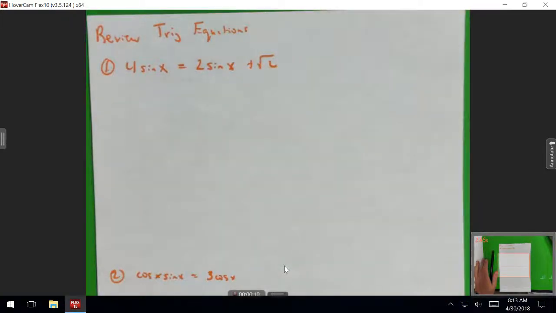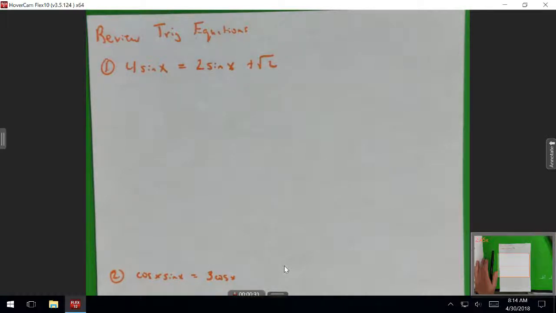Alright, look at this number 1 here. We've got 4 sine x equals 2 sine x plus square root of 2. And these 3 I chose today are the 3 that are very similar to what's on your exam. So on number 1 right here, our goal is to get 1 what?